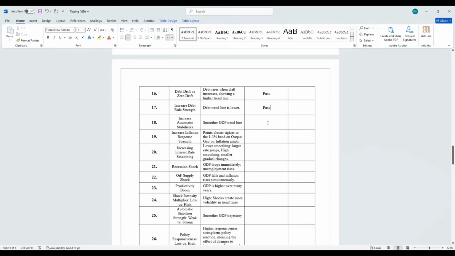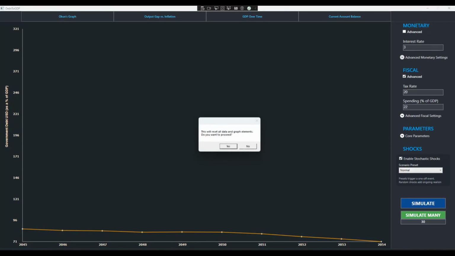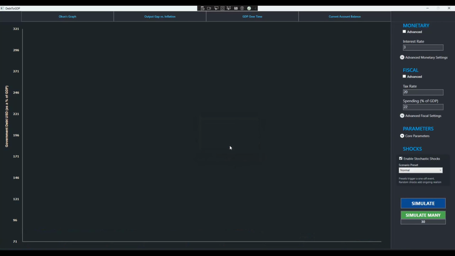Now moving on to test 18: increasing automatic stabilizers should lead to a smoother GDP trend line as policy acts automatically within recessions and within downturns to bring GDP back up. So we should see smoother GDP trend lines, less volatility, and less uncertainty. So, resetting the simulation back and enabling advanced fiscal settings.